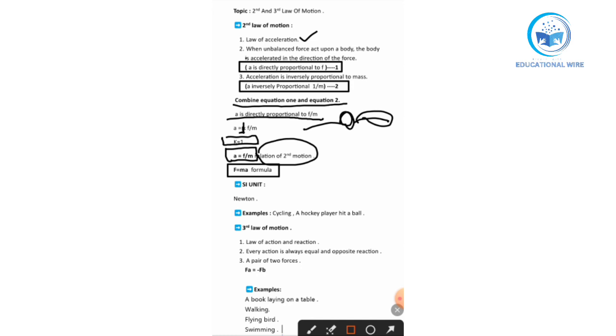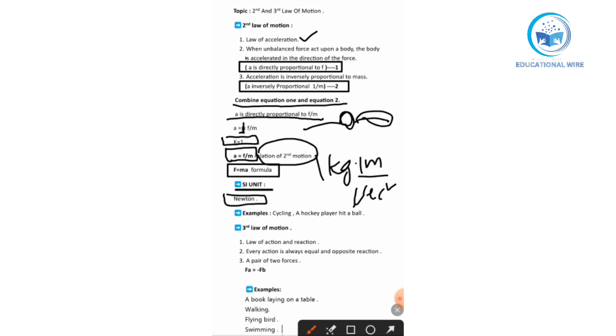Moving towards its SI unit. The SI unit of force is Newton. How is its SI unit Newton? Because we find it from the formula: mass is in kilogram and acceleration is in meter per second square. So 1 kilogram times 1 meter per second square is equal to 1 Newton. So we can say that the SI unit of force is Newton.